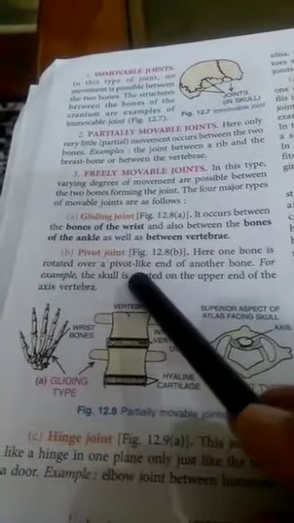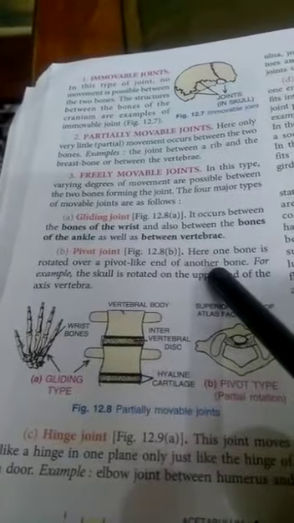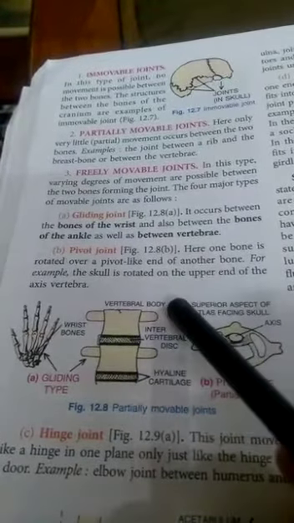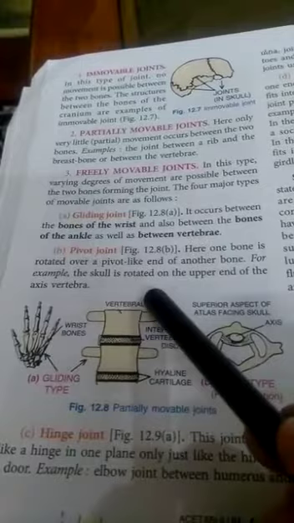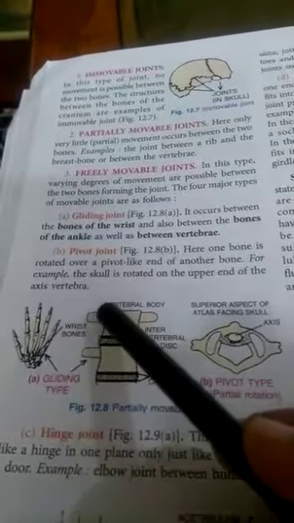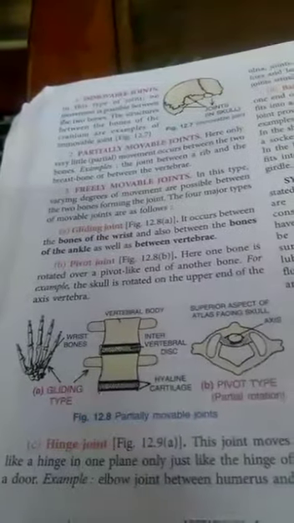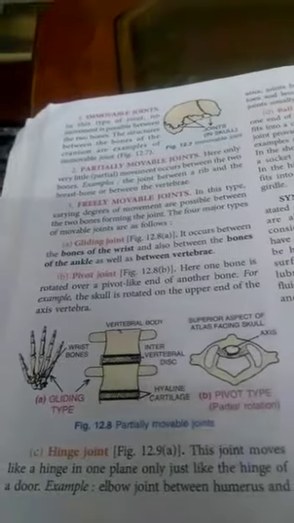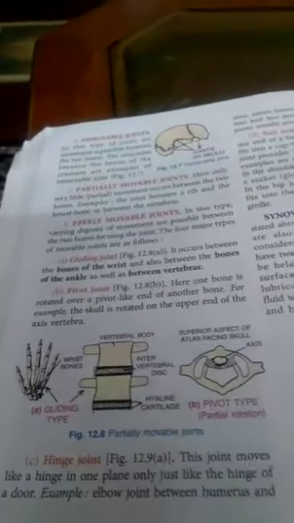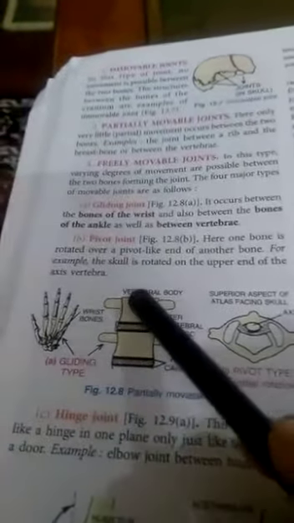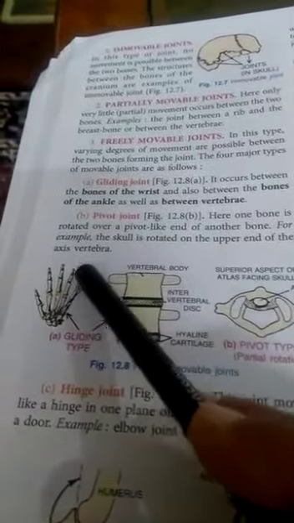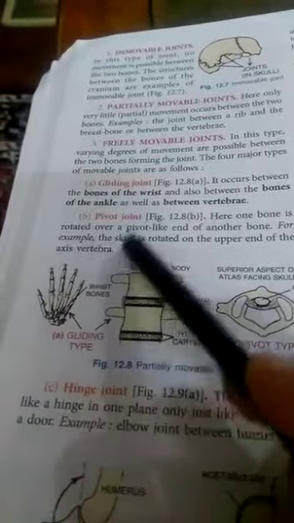Second is the pivot joint. Pivot joint is present between the skull and the axis vertebra. It provides rotation to the skull. It helps in rotating the skull. So your skull is attached to the vertebra through this axis vertebra, through this pivot joint.